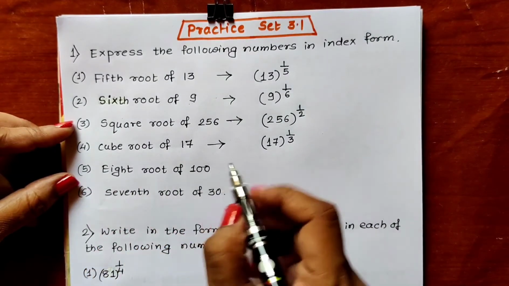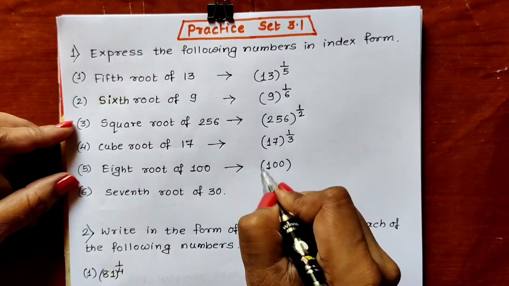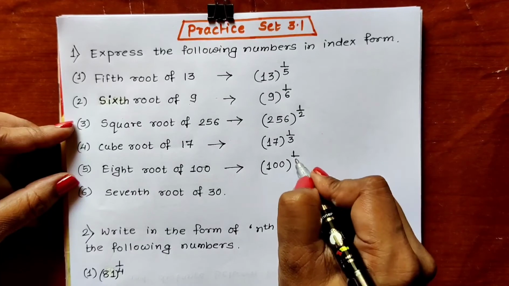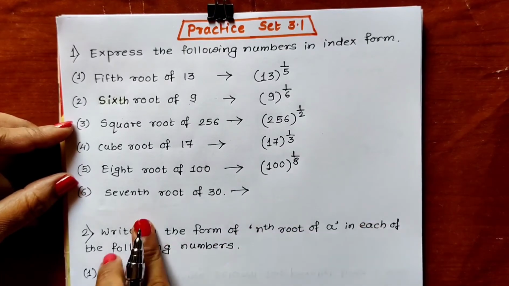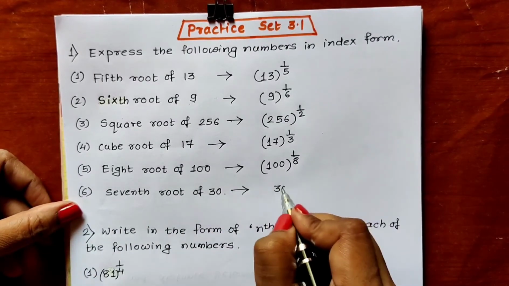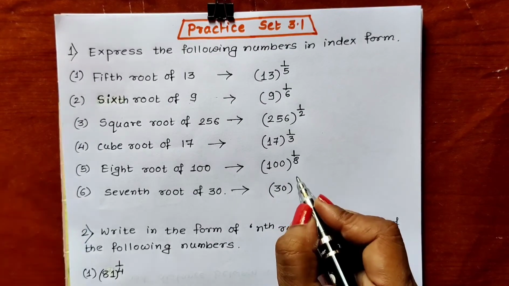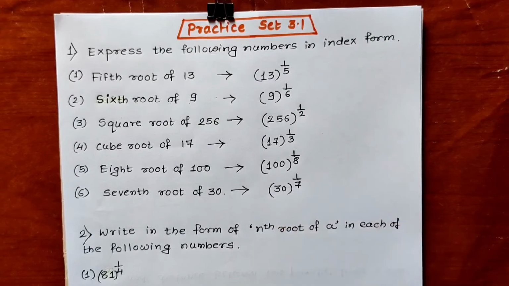Then 8th root of 100. 100 is our base and its index is 8th root. How to write 8th root? It is 1 upon 8. Now the last sum from question number 1: 7th root of 30. That means 30 is our base and its index is 7th root, that means 1 upon 7. In this way we have to write the answers for the first question.